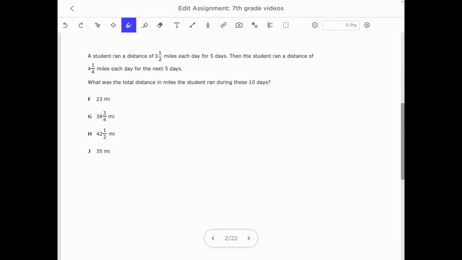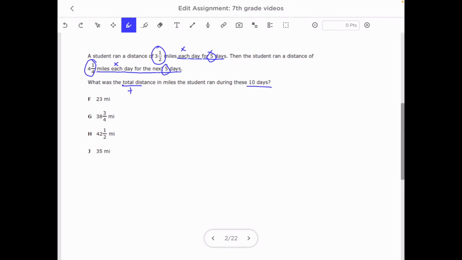Okay, this is my example number 2. It says a student ran a distance of 3.5 miles each day for 5 days. This word each, I know I'm going to need to multiply. It says then the student ran a distance of 4.25 miles each day for the next 5 days. Again, multiply times 5. It says what was the total distance, I know I need to add, in miles the student ran during these 10 days.